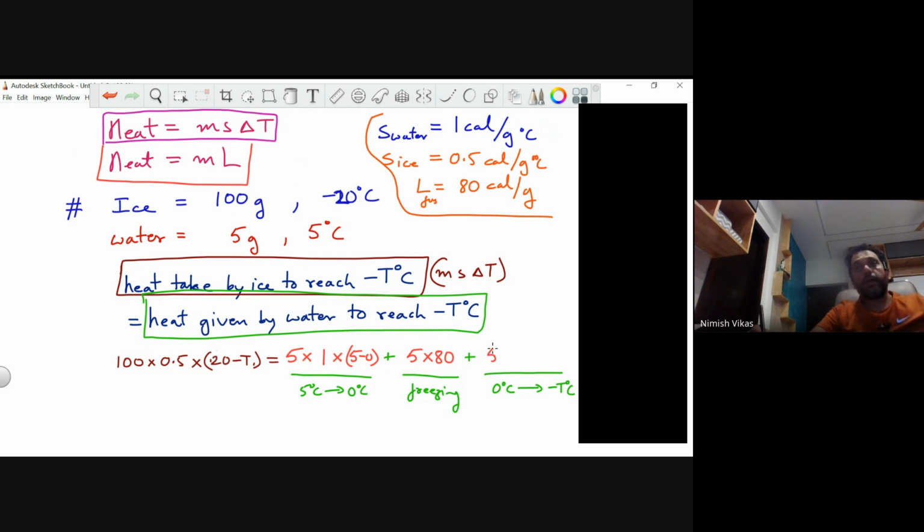Anyways, now it is ice, right? 5 grams of mass will become 5 grams of ice. So m s delta T. Half is the S and delta T is from 0 to minus T. So 0 minus T, which is T. We ensure that, okay, T is a positive number. The temperature is minus T. T is going to come as 8 or something. The answer is going to come as minus 8. Okay, T is a positive number.